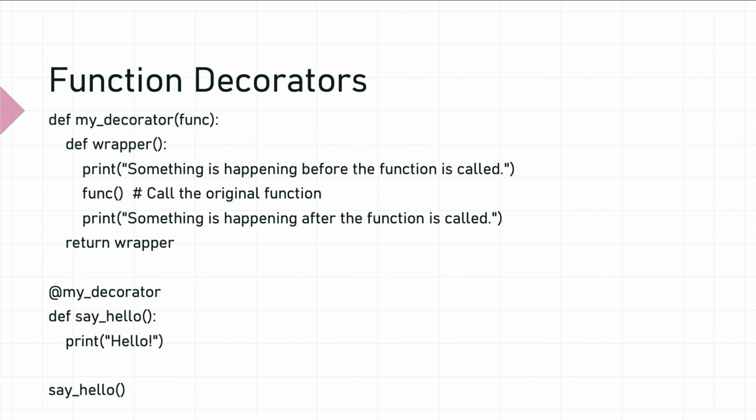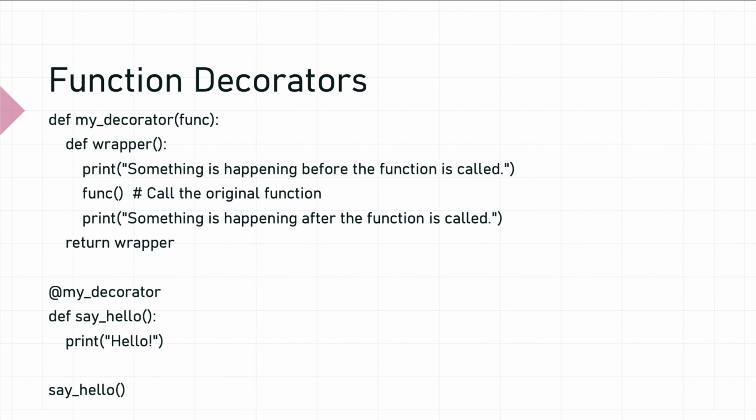Function decorators. Now, as the name implies, we take an existing function and decorate it, meaning add small things to it or modify it slightly. So a decorator in Python is like a wrapper for a function. It's a way to add extra behavior to a function without changing the function's code. You can think of decorators as functions that take another function and return a modified version of it.